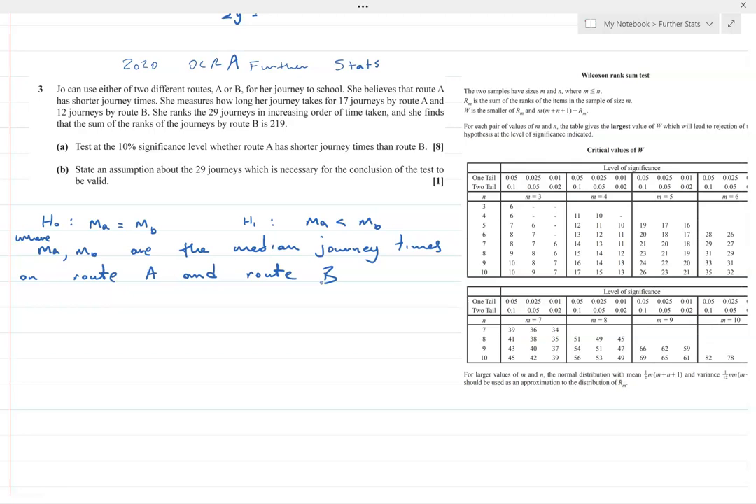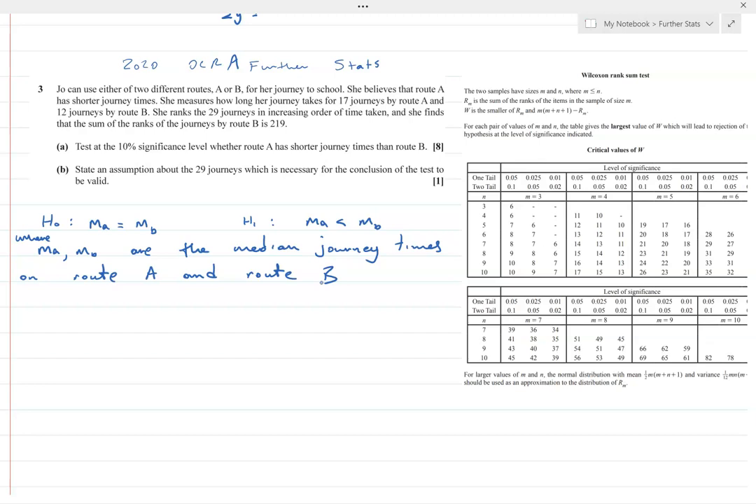I'm often keen to use the word population when we're talking about our hypothesis. I don't think we have to here because of the type of question it is. A population is almost a virtual infinite population. So when we talk about the median here, we're talking about the long run median journey time, if we had enough time to do every single journey possible, which is almost infinite, and it's sometimes called a virtual population. So I think we can get away without using the word population there. It certainly isn't in the mark scheme, so we don't need it.